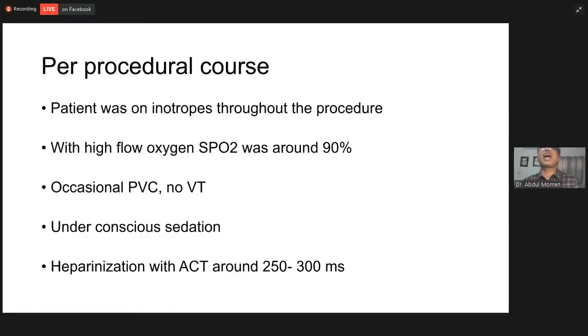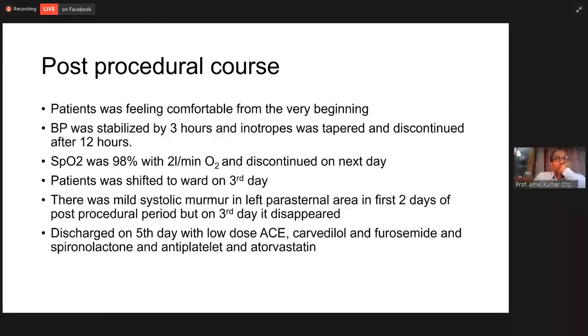The patient was on inotrope throughout the procedure, with 90% SpO2 on high flow oxygen, occasional VC, no VT, and the patient was under conscious sedation, with heparinization with ACT. The patient was comfortable from the very beginning, was stabilized within 3 hours, inotrope was stopped at 12 hours, SpO2 was 98 on 2 liters of oxygen, and oxygen was discontinued the next day. The patient was shifted to the ward on the 3rd day and discharged with conservative treatment.